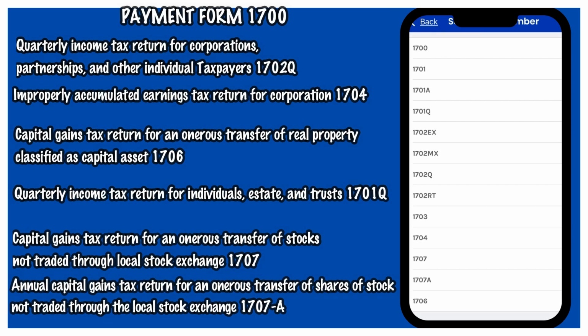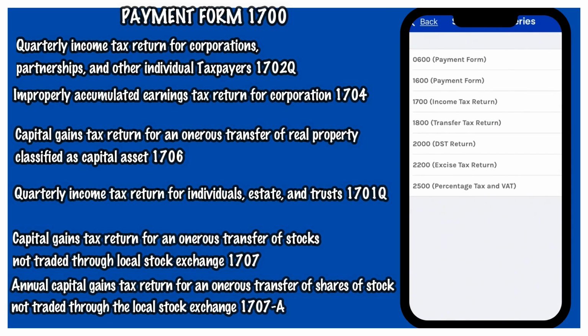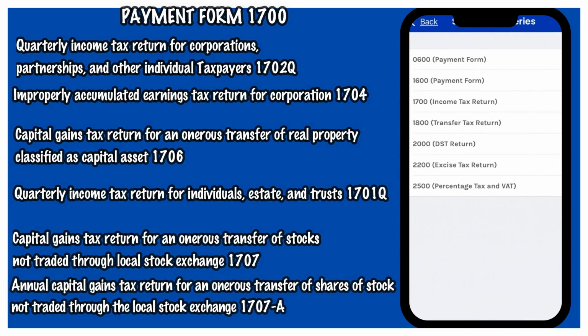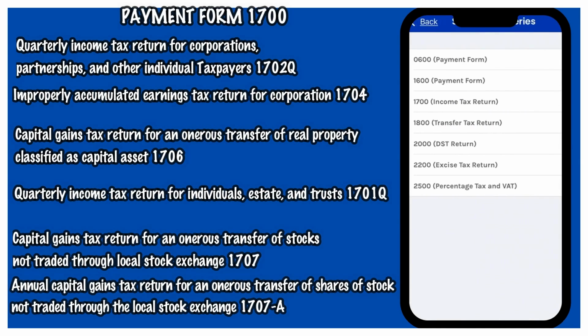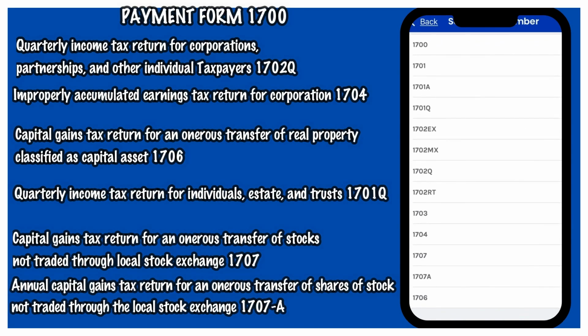30%. Quarterly income tax return for corporations, partnerships, and other non-individual taxpayers. You should make the payment on this return within 60 days of each quarter. Improperly accumulated earnings tax return for corporation. This form is used by the domestic corporation that is classified as closely held corporations.